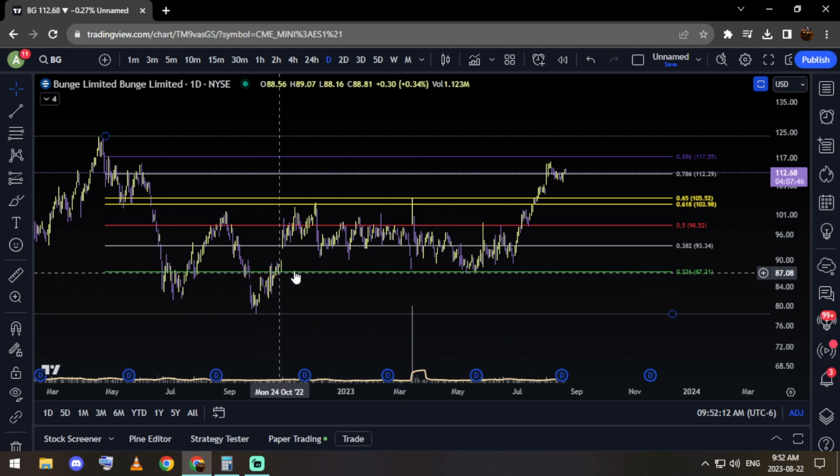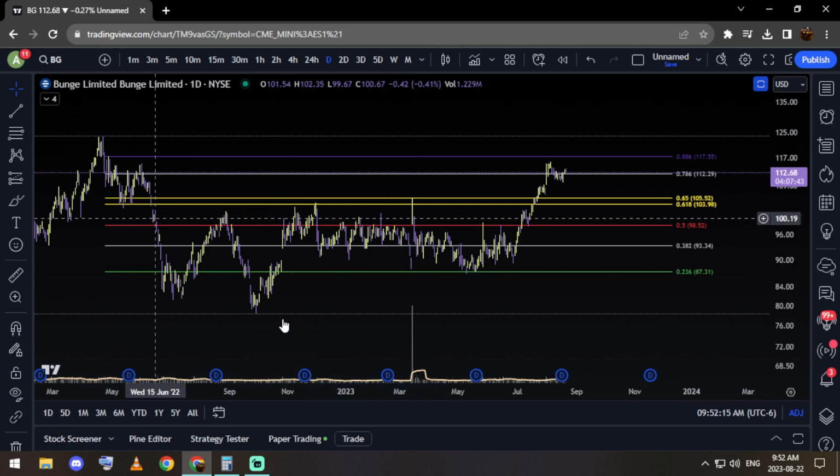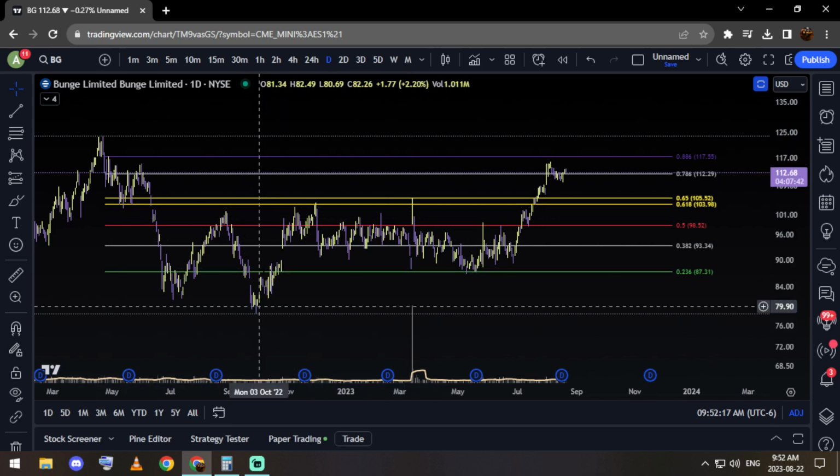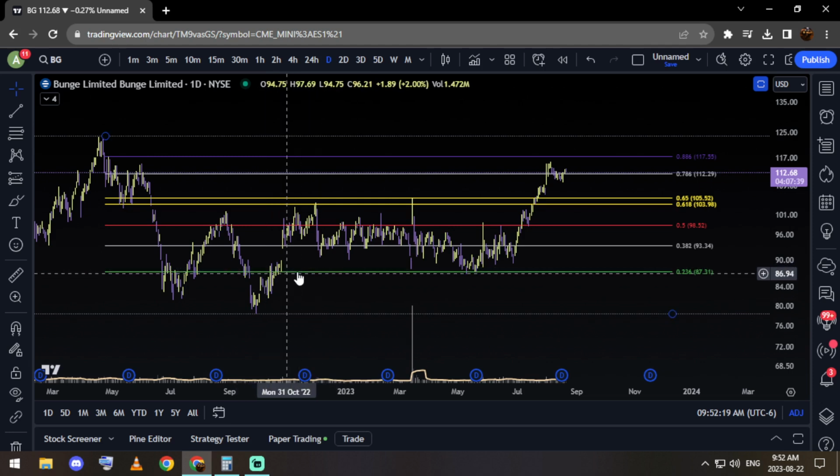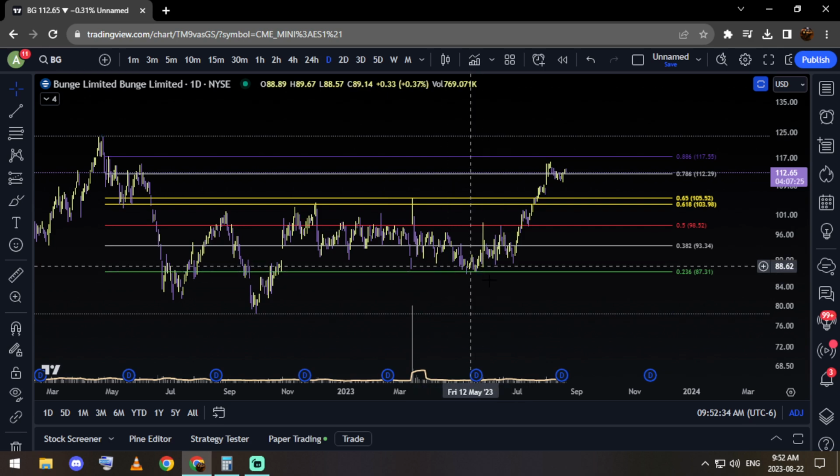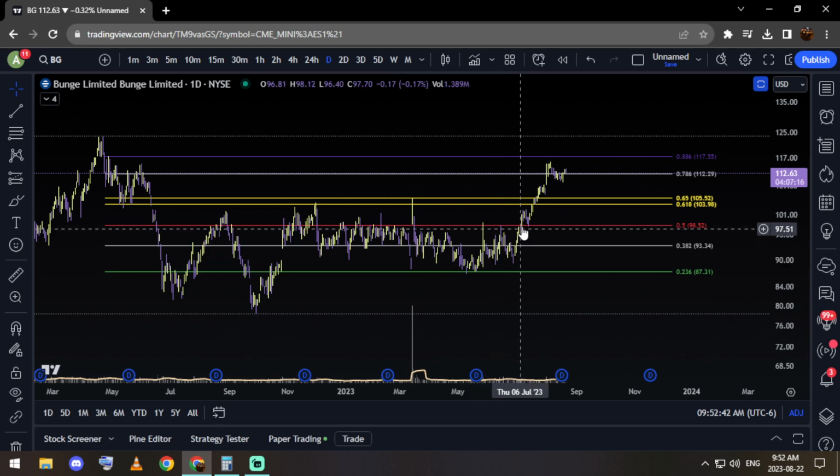Once you broke above this 0.236 of this downside move, okay, the 23.6%, once you broke above that, you never fell below it again. Okay, you broke above it in late October of 2022. And even when you came back and tested it in May of 2023, you never, ever broke below that. And then you see, you use it as support, trade it to resistance. Use it as support, trade it to resistance.